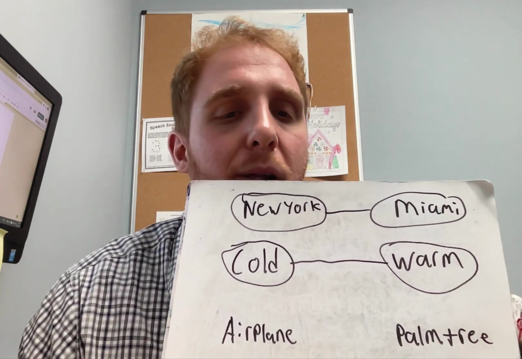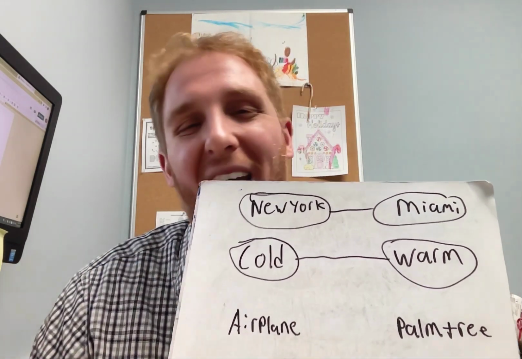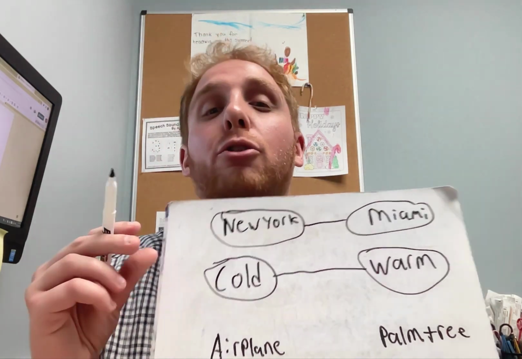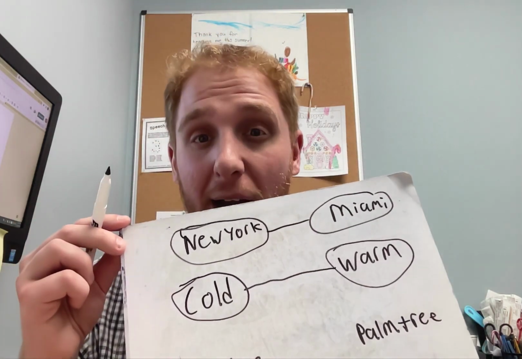But how about airplane and palm tree? Can't really chunk those two together, right? So you often have to use several strategies, right?